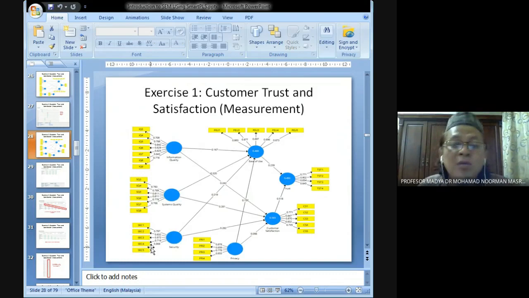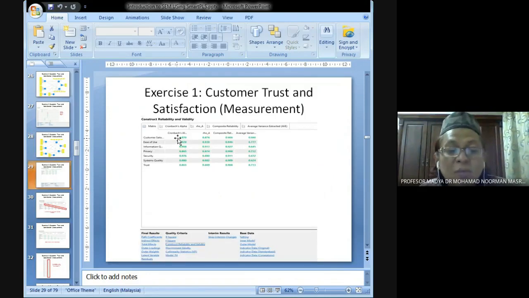Now, in assessing convergent validity, there are 4 criteria assessed and reported by SmartPLS. The first one is called Cronbach's alpha. The second one is called rho_A. Number 3 is composite reliability, or CR, and number 4 is called average variance extracted. So there are four aspects of assessment to measure convergent validity.